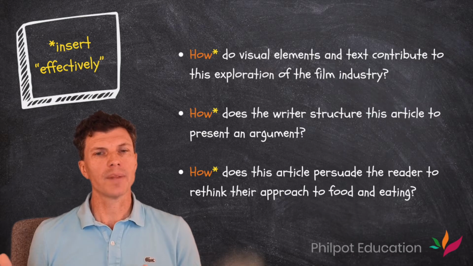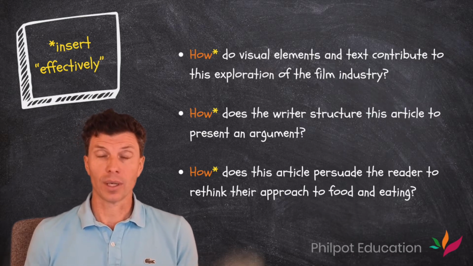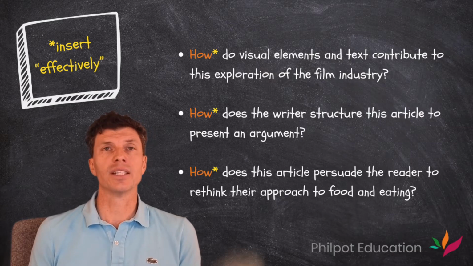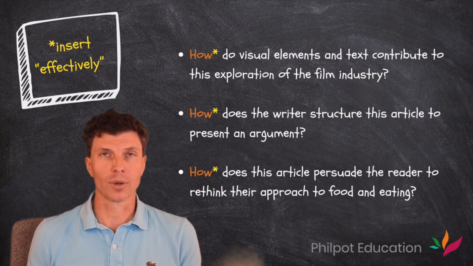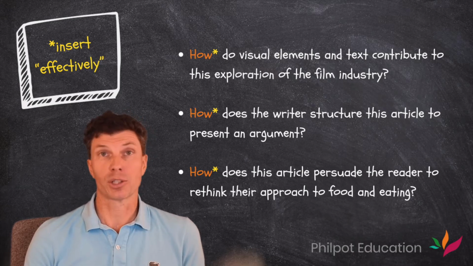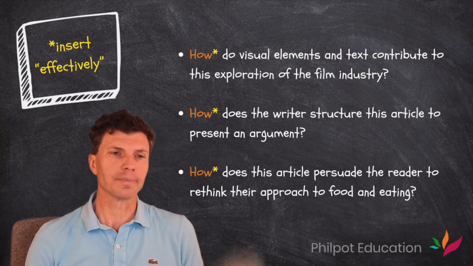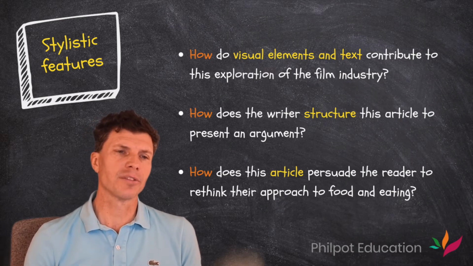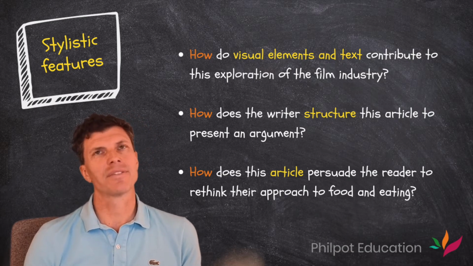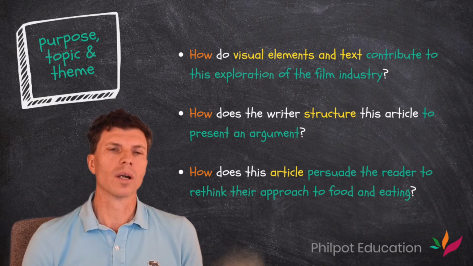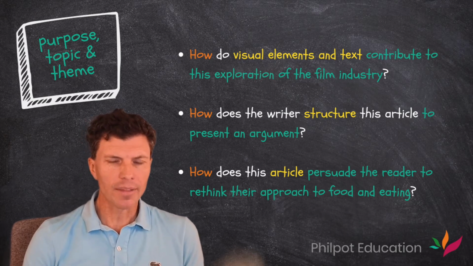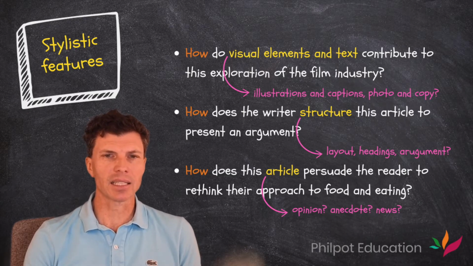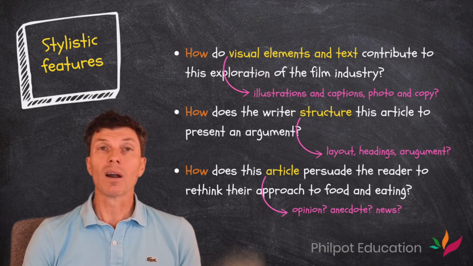So you're going to answer the question, what is the effect of the language on the reader? Or how effective is the writer in achieving the writer's purpose or intent? So that's very much criterion B, analysis and evaluation. You'll notice these questions consist of 2 halves. The first half is very much about style, and the second half is very much about purpose or theme or topic.